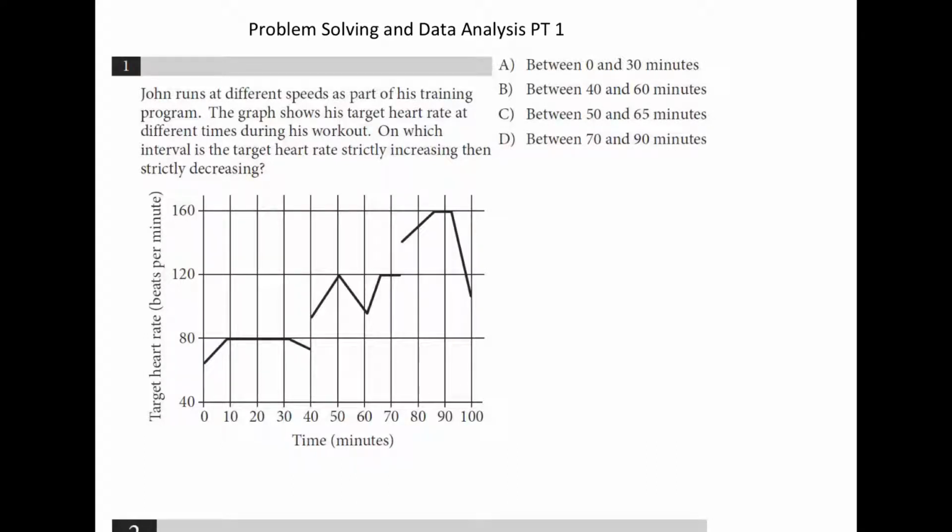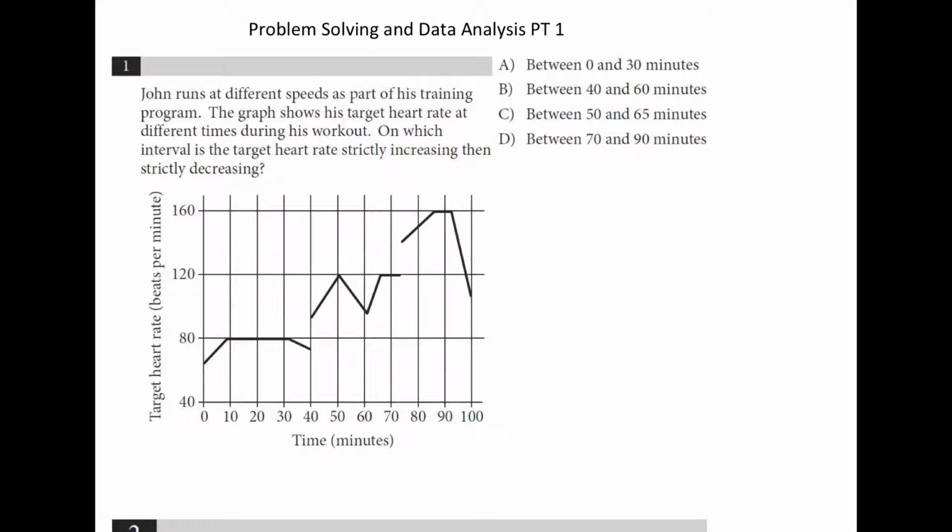Today we're looking at problem solving in data analysis, practice test 1. There are 17 questions. Number 1. John runs at different speeds as part of his training program. The graph shows his target heart rate at different times during his workout. On which interval is the target heart rate strictly increasing, then strictly decreasing?